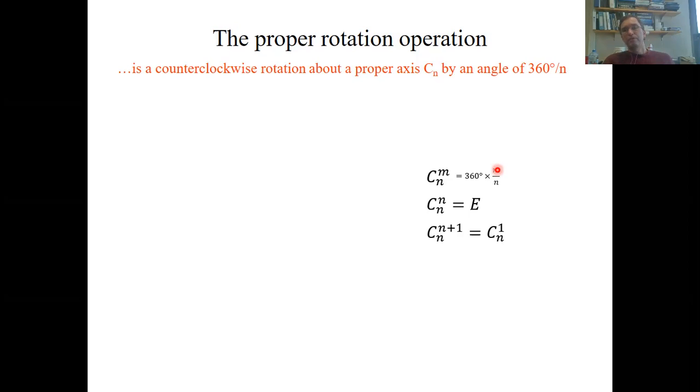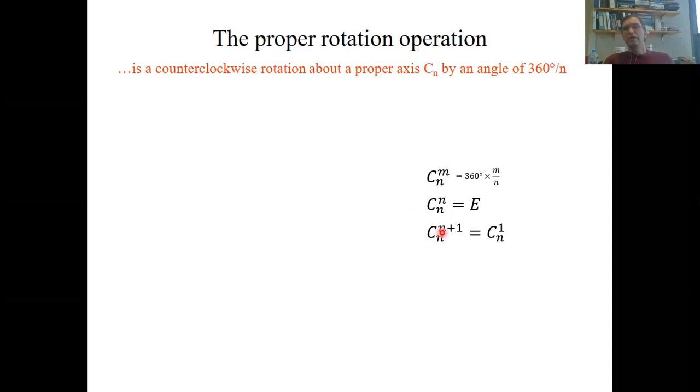Now a proper rotational axis has the property that when m is equal to n, then we produce the identity, and it is as though we had done nothing to this object. So for instance, when n is equal to 2, then rotating 2 times by 180 degrees gives 360 degrees. And rotating around 360 degrees is the same as not rotating at all, and that's the same as the identity.